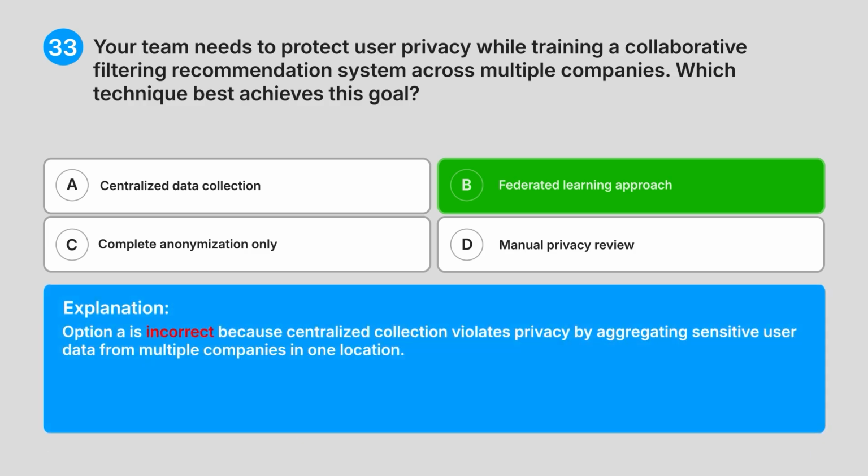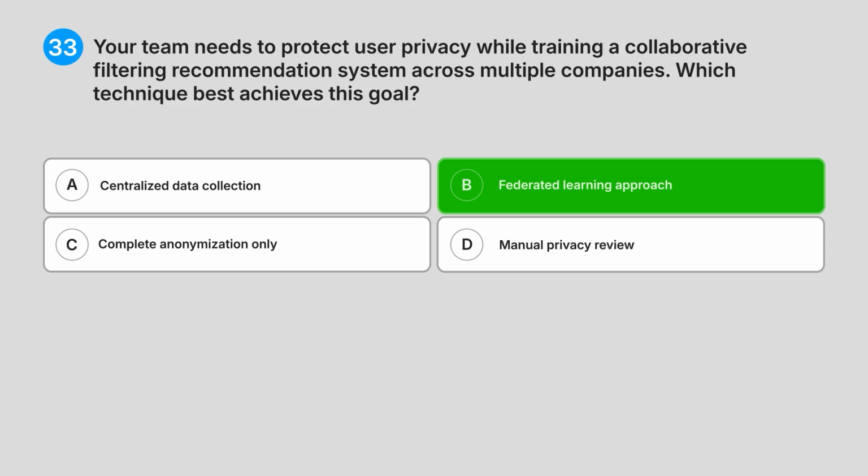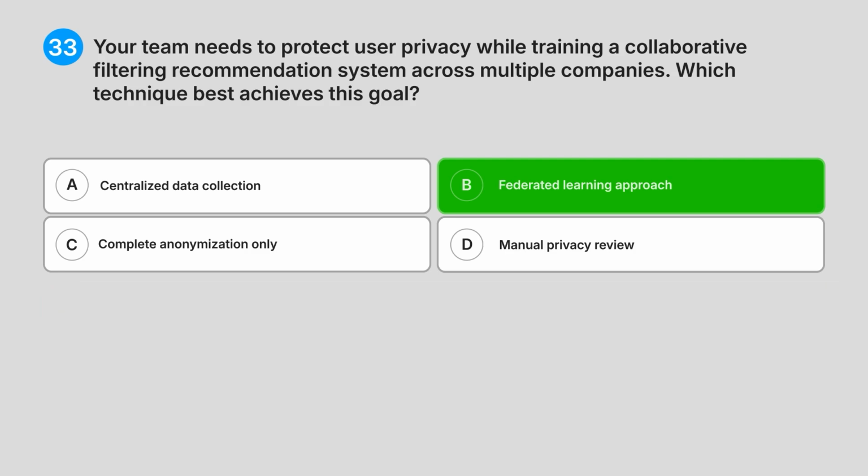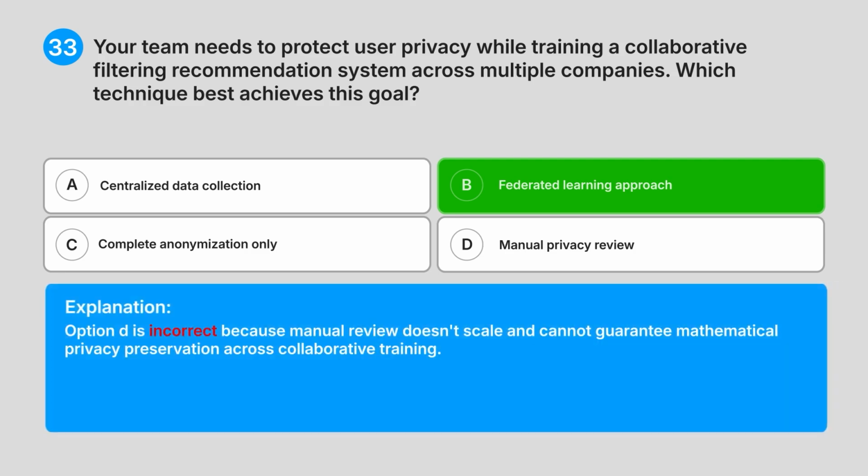Option A is incorrect because centralized collection violates privacy by aggregating sensitive user data from multiple companies in one location. Option C is incorrect because anonymization alone doesn't prevent data centralization and may still allow re-identification through combined data sets. Option D is incorrect because manual review doesn't scale and cannot guarantee mathematical privacy preservation across collaborative training.